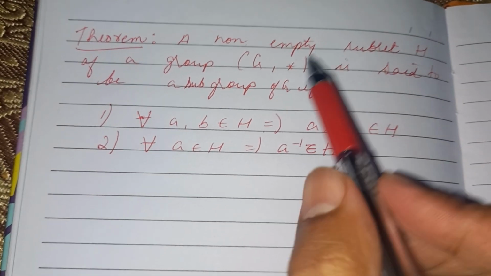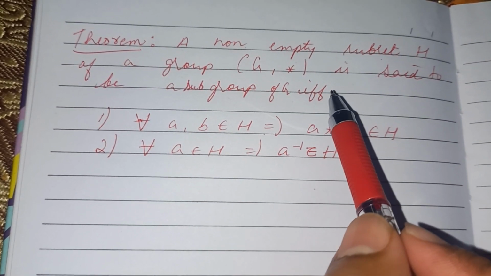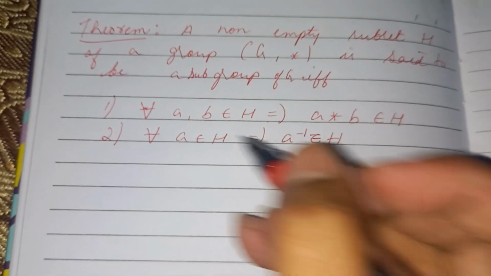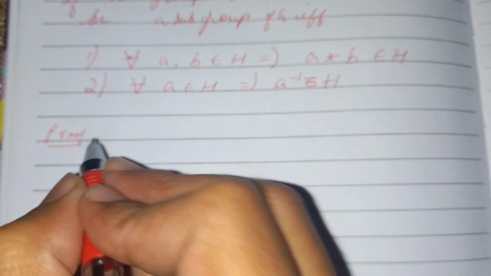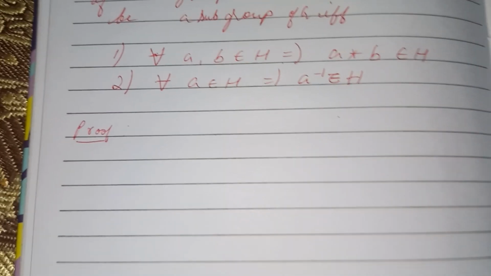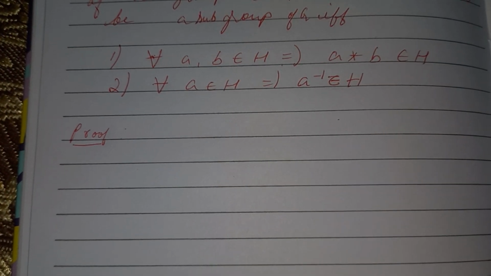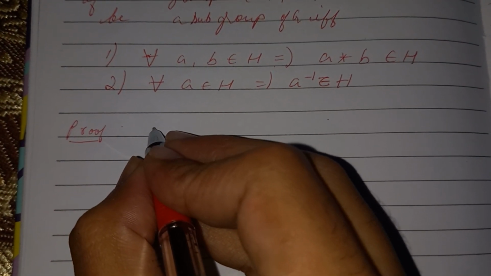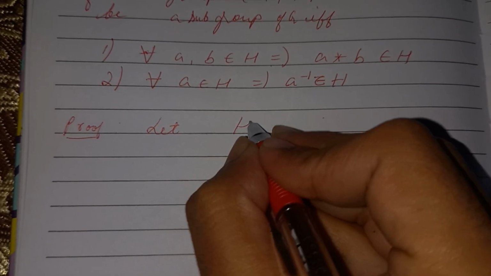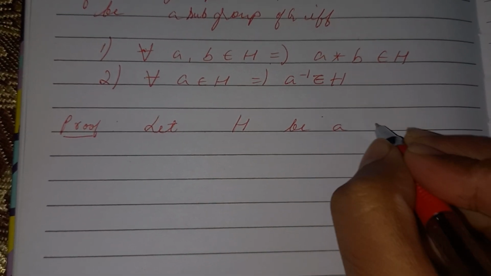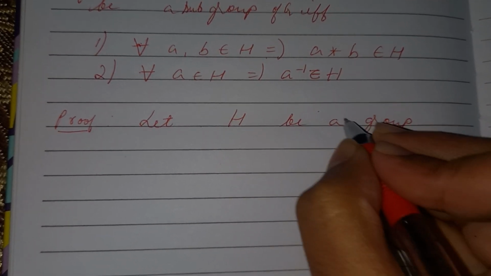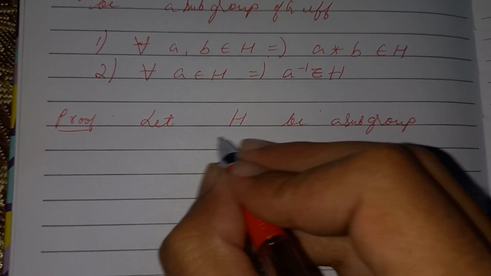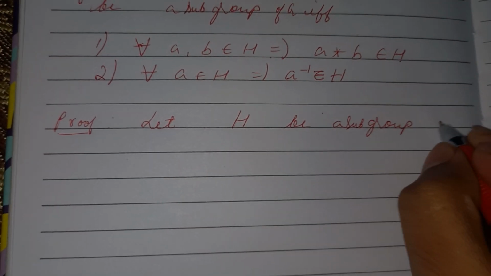inverse. So since it is an if and only if statement, first we have to consider H to be a subgroup of G. So let's proceed. The first part we'll be proving. First we'll consider H to be a subgroup. We have to consider H to be a subgroup of G.